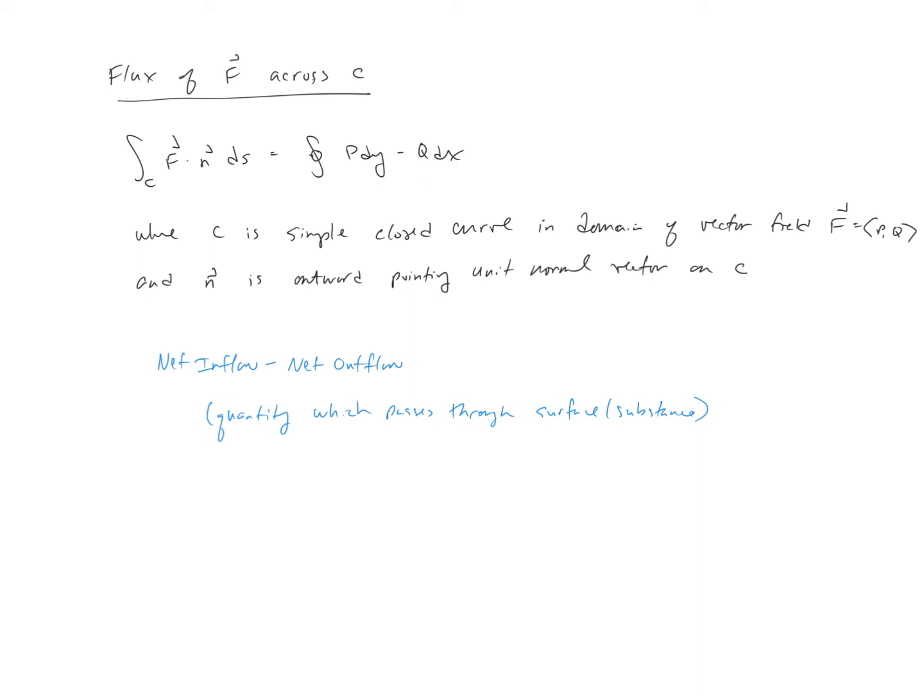P dy minus Q dx. The vector field F is P, Q, and then this n that we talk about up here, that I've already simplified down, is just going to be an outward pointing unit normal vector on C. The outward pointing is going to be helpful with orientation as well. So I'm going to go ahead and clear the screen, and then we'll take a look at an example, and you'll see, once again, if you're comfortable with the notation, it's just a matter of plugging stuff in.